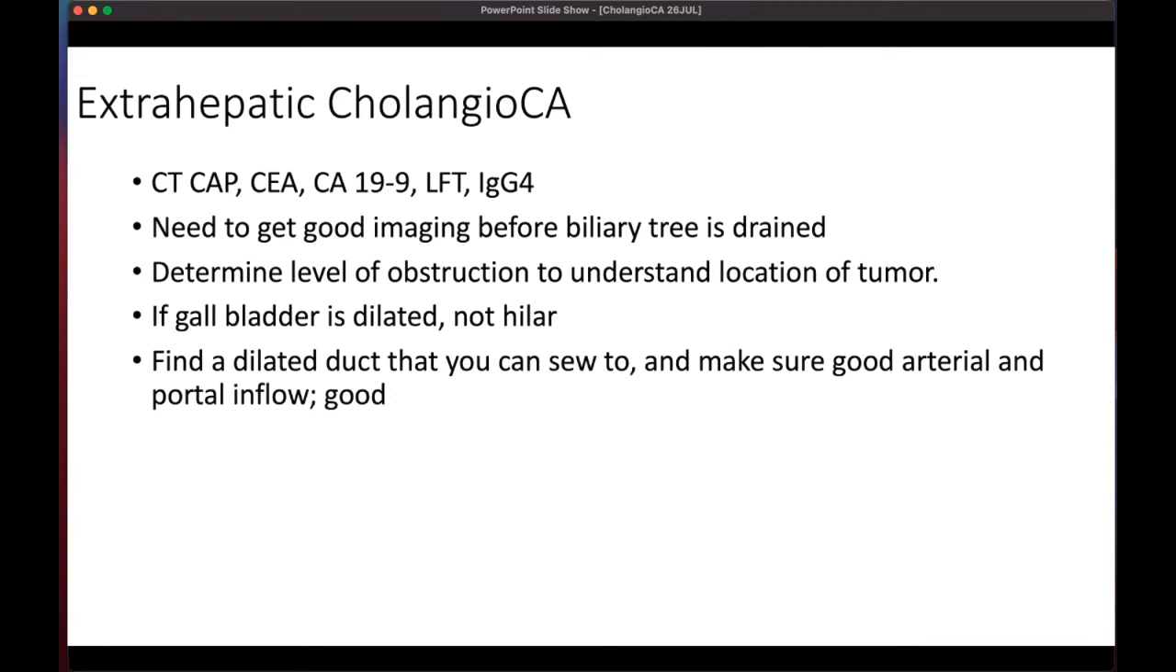So essentially, in order to be able to resect a tumor, you need to have inflow, outflow, and biliary drainage, right? So you find a dilated duct that you can sew to, and you say, okay, great, I can resect everything right up to there, and I can sew to that duct. But you've got to make sure there's also arterial and portal inflow that you're going to be able to save. So I don't know why I wrote good there. I think I meant good biliary drainage.